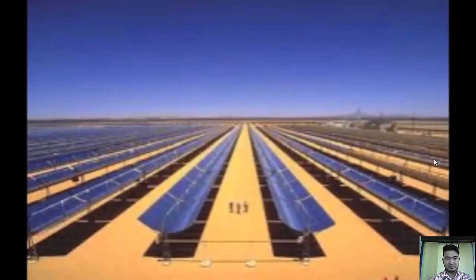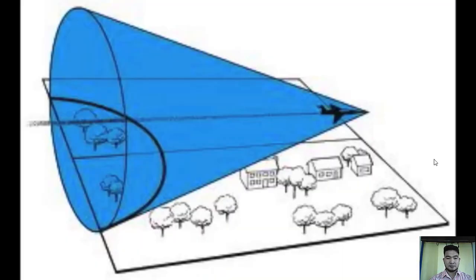You could have solar farms. Here's an example of a solar farm in a desert. There's a pipe that runs through the middle of that parabolic shape. The sun reflects off that, bounces back, heats up the pipe, creates energy. What an amazing concept. This is by far one of my favorites.